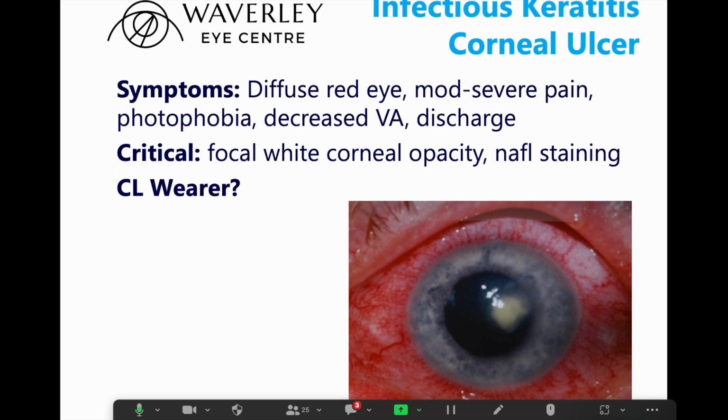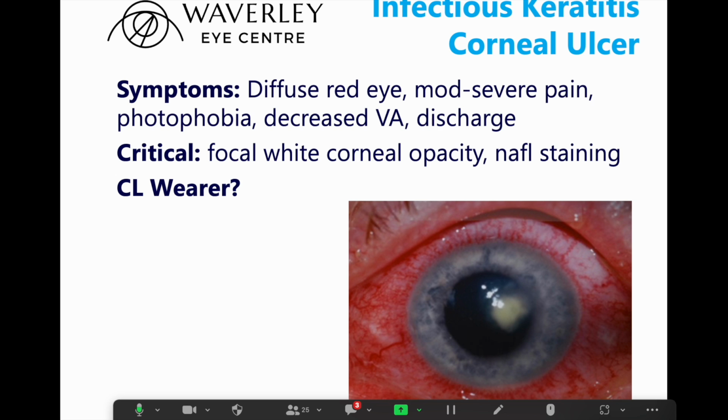Their eye's going to be very photophobic because of the swelling in the cornea. They're going to have decreased vision, particularly if the defect's right in their line of sight, and they're likely going to have some type of discharge. So the critical findings, you're going to see some focal white corneal opacity that's going to stain with fluorescein.